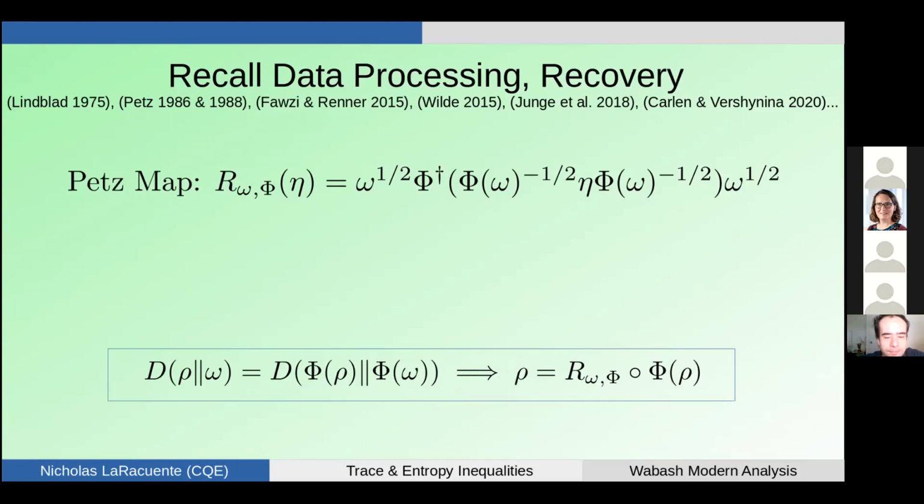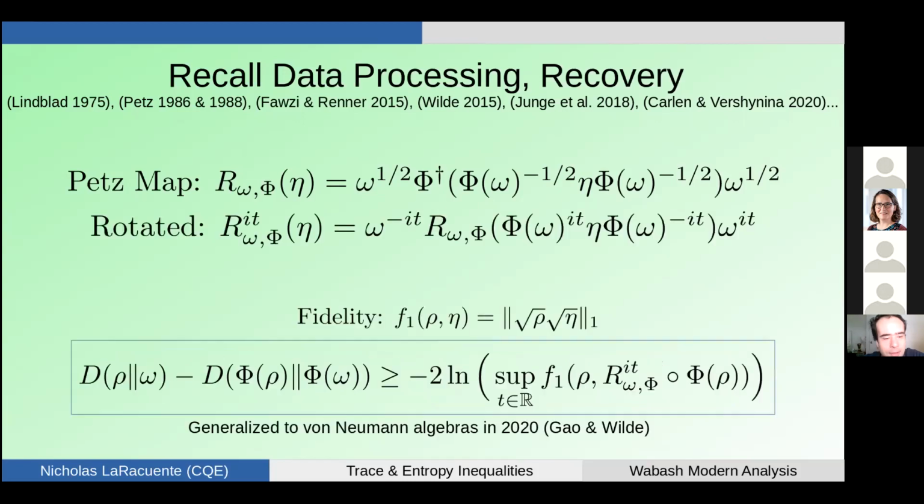And the saturation of data processing is equivalent to it also reversing the channel on the other state. So this was improved in a paper by Wilde, actually, where we have a rotated Petz map. This is now taking an extra parameter and optimizing over that extra parameter. And now this extends the equality condition to an inequality.